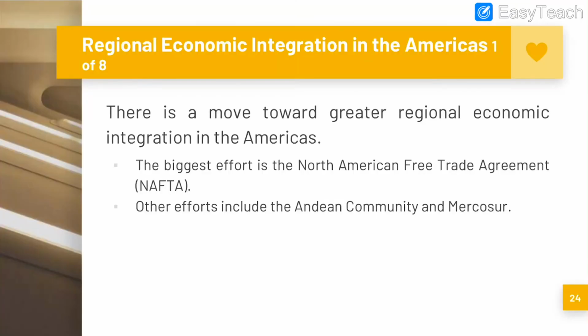Next, there is the move towards greater regional economic integration in America. The biggest effort is the North American Free Trade Agreement, NAFTA, and they have other efforts that include the Andean Community and also Mercosur.